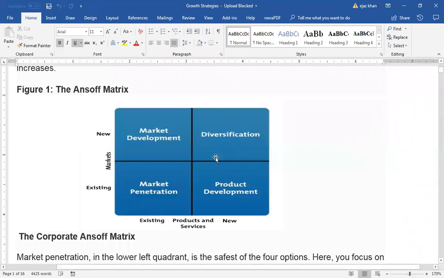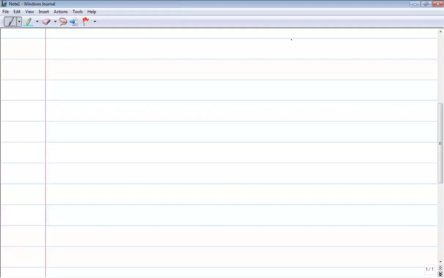So according to Ansoff, there are 4 different strategies for a company to grow. It depends on what the company wants. So this was the Ansoff Growth Matrix.